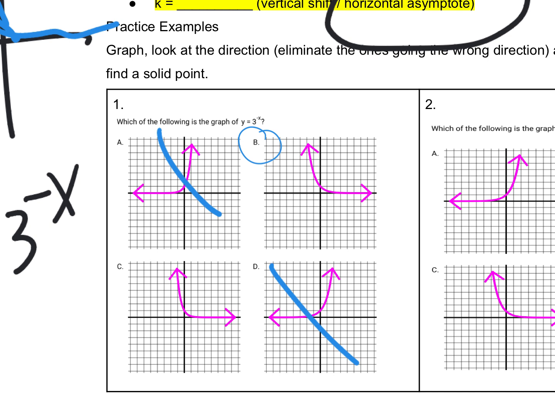Okay, so before we move on, I want you to go to the next line, leave the y equals 3 to the negative x, and I want you to type in 3 to the positive x. So y equals 3 to the negative x, and then y equals 3 to the positive x. And then tell me what happened.